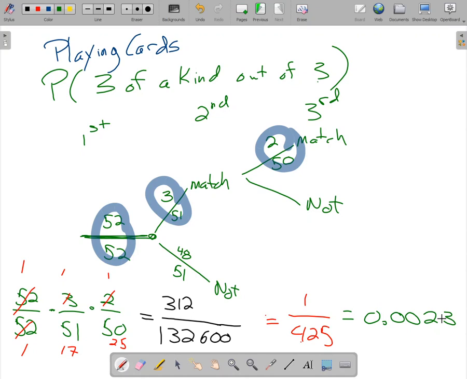So there's a 0.2% chance. If you want to put the 3 in there, we can: almost 0.25% chance. 23 out of 1,000. 1 out of 425. Not a great probability, if that was the hand you needed. It doesn't happen too often. 1 out of every 425 tries, we get this to happen.